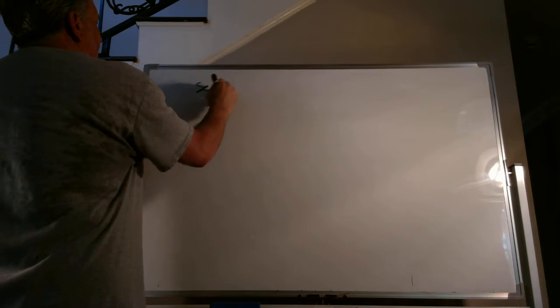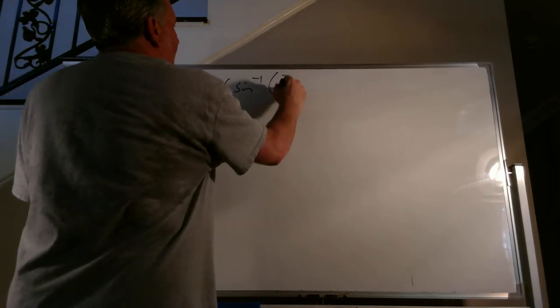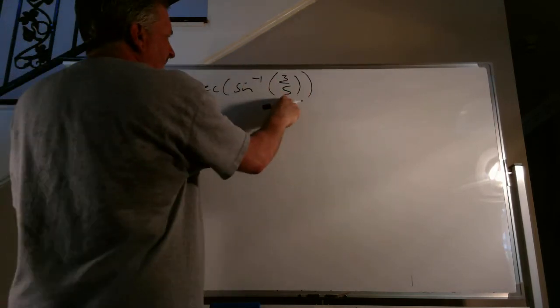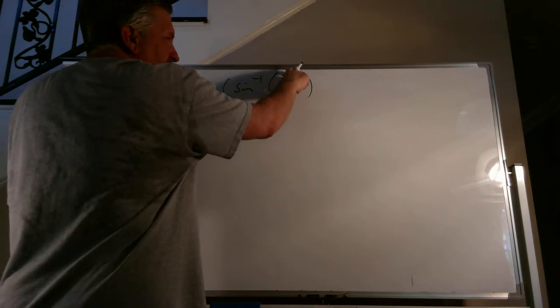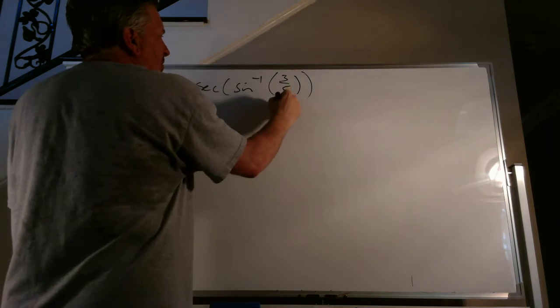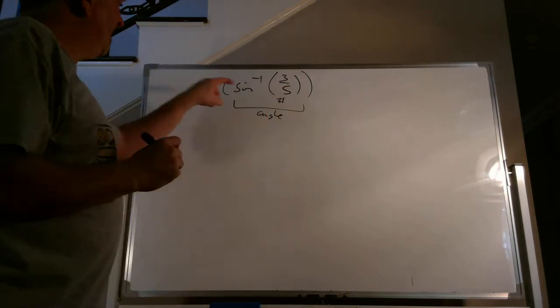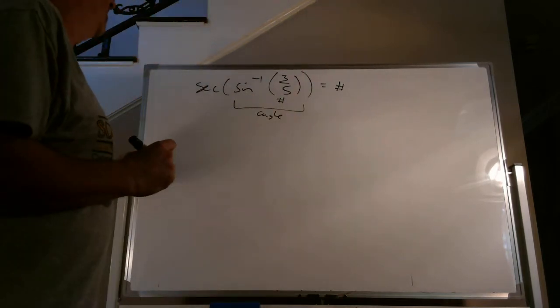Now let's get a little more complicated. It says, find the exact value of the following. If the answer is an angle, use radians. Okay, it says find secant of sine inverse of 3/5. Now let's think about what's going on here. What type of thing is 3/5? Is it an angle or is it a number? And it's not based on what it looks like, it's based on this. You take sine inverse of a number, which gives you an angle. And then secant of an angle gives you a number. So my final answer here is a number, not an angle.